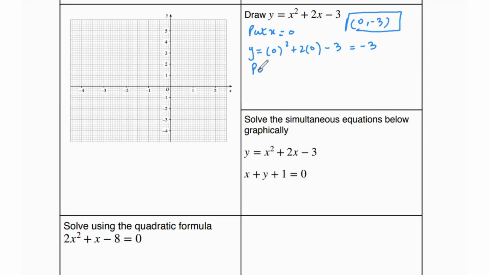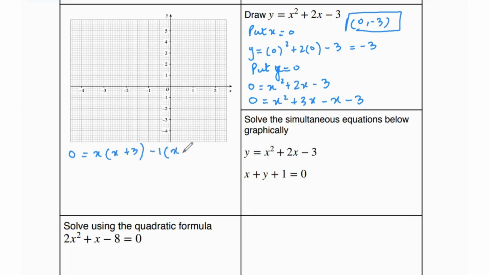To find the x-intercept, we will put y equals 0. So 0 equals x squared plus 2x minus 3. So that's going to be 0 equals x squared plus 3x minus x minus 3, which is basically going to be 0 equals x times (x plus 3) and -1 times (x plus 3).